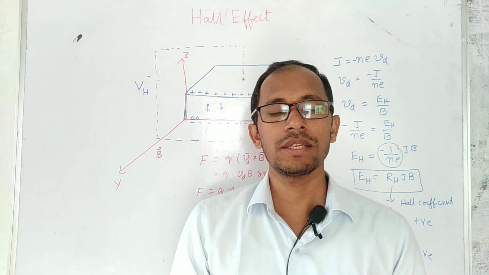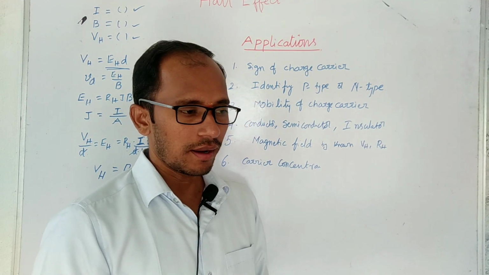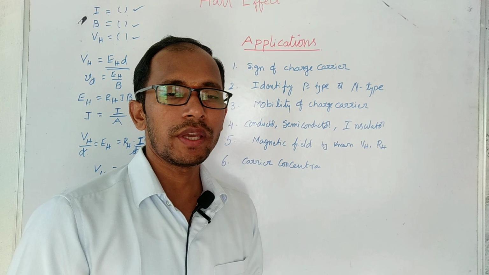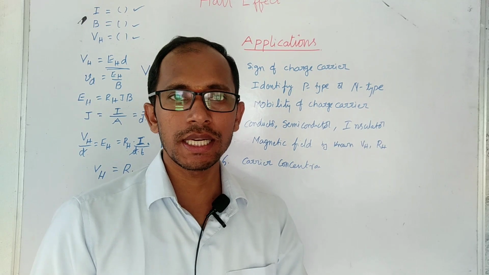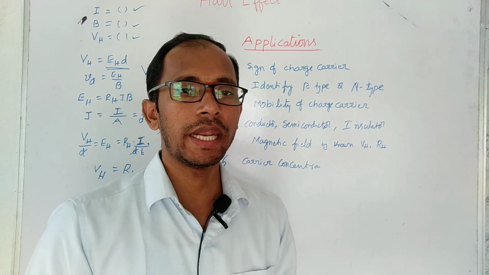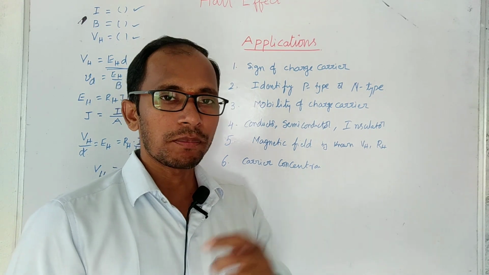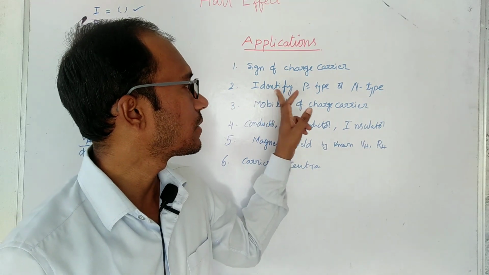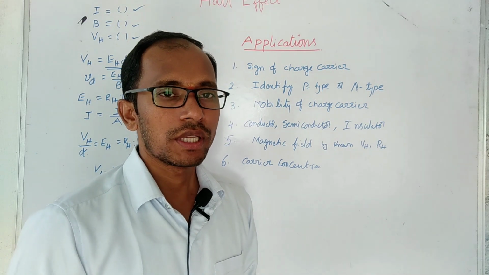So these are the advantages, the applications of the Hall effect. Now let us see the applications of the Hall effect. As we mentioned, from the Hall coefficient value, if we get a negative or positive value, we can identify what charge carriers are present in this material, whether positive or negative. That is the first foremost thing. And second, from the sign of the charge carriers, we can tell whether the given material is a p-type semiconductor or n-type semiconductor. That is the second one.